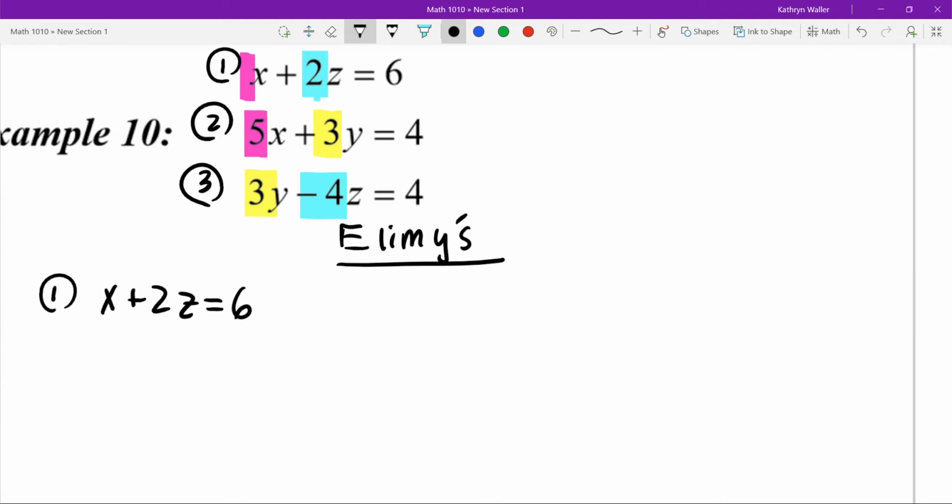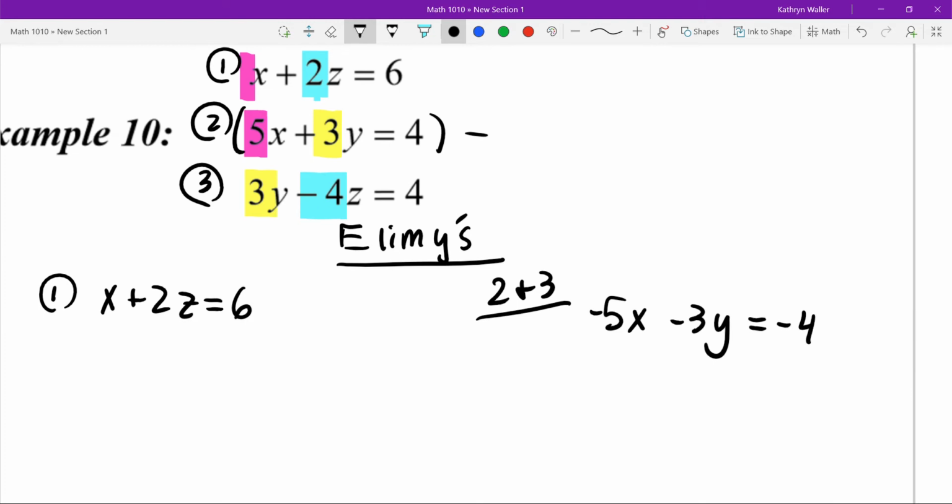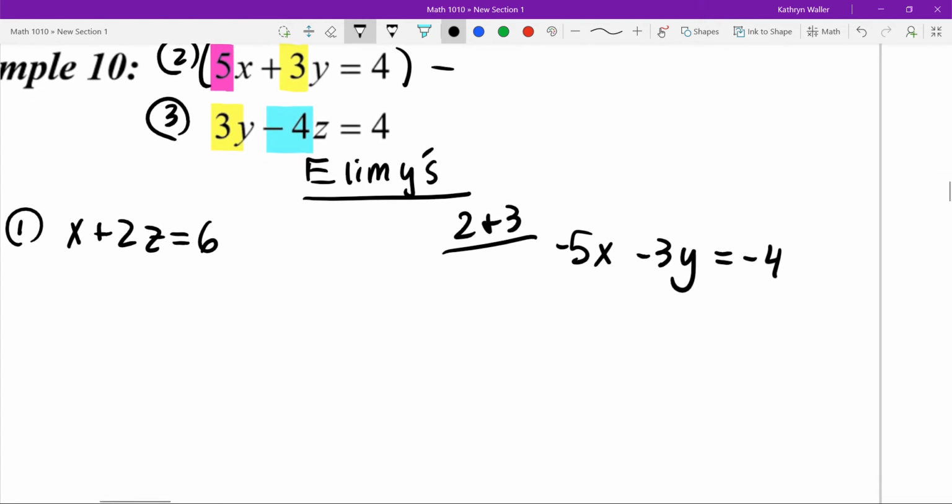Okay, so how do I get rid of these y's? Change one of the signs. I'll change that one. So I'm going to write down 2 and 3, and then I'm going to write down negative 5x minus 3y equals negative 4. Underneath, I'm going to write 3y. Let's put the 3y underneath the other y. And I have minus 4z. Let's put that out in the front because I don't have a z to line it up with. And then I'm going to put equals 4. Okay, so it's smart to line them up.